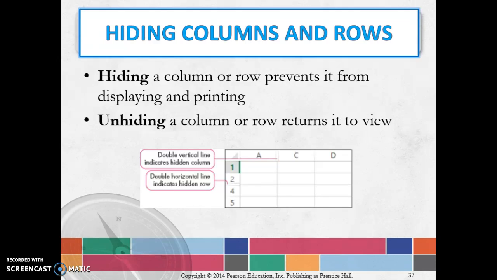Now the important thing to remember about hiding a column or a row is it doesn't make it go away completely. In other words, it's not deleted. The data is still there. It just isn't going to display and it's not going to print. So you can hide something and then you can pull it back in without losing the integrity of your document. So it's a very important tool to use.